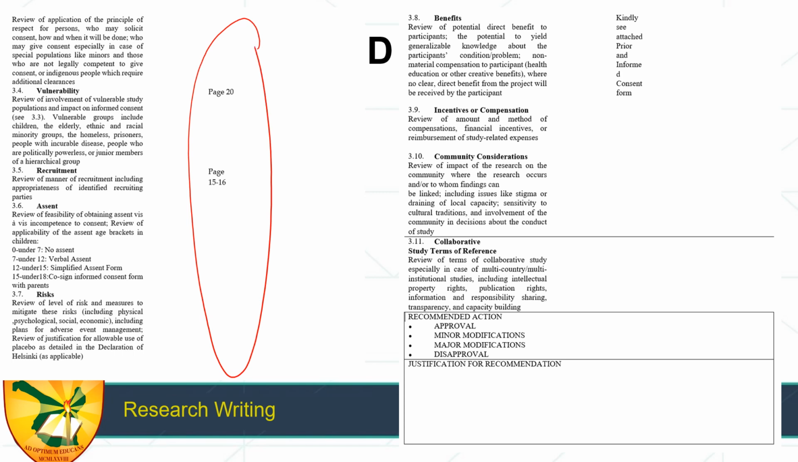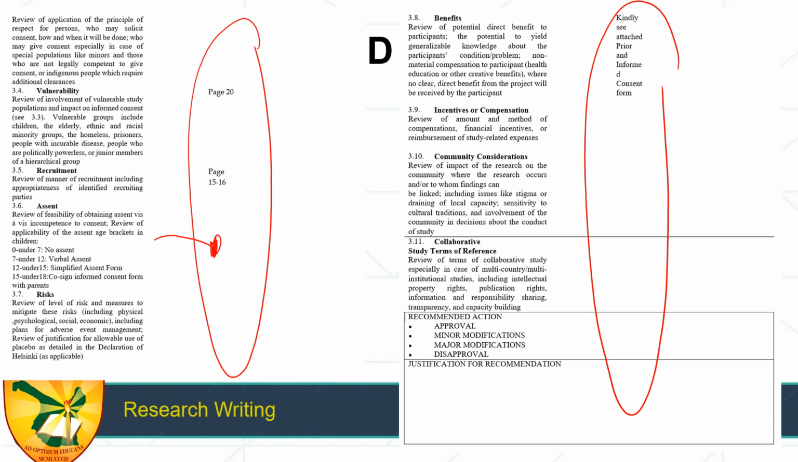Also, this one is the next pages. You need not put a page number if you don't have entries for those, like this assent that you need to give for children under 0 to 7, 7 to 12. If you don't have respondents like that, you need not put any page numbers. Huwag nating pilitin.